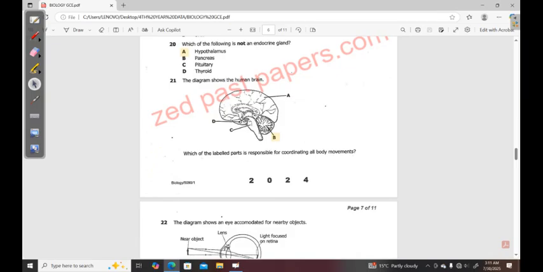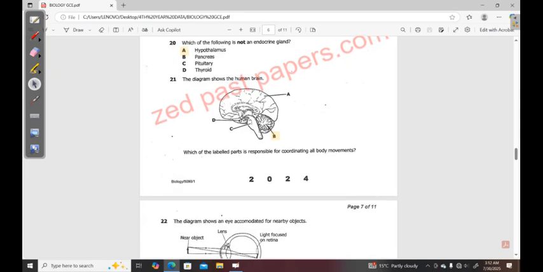20. Which of the following is not an endocrine gland? A, hypothalamus. B, pancreas. C, pituitary. D, thyroid. Okay, so it chose hypothalamus, not because it doesn't produce hormones, but because it's a neuroendocrine. While these others are directly linked to being endocrine glands, the hypothalamus is a neuroendocrine, so it produces those hormones in response to neural action, unlike the other organs.